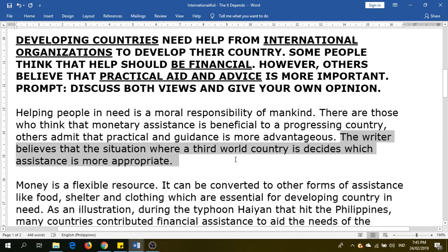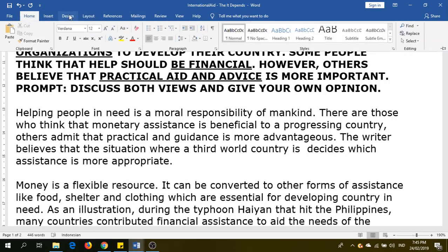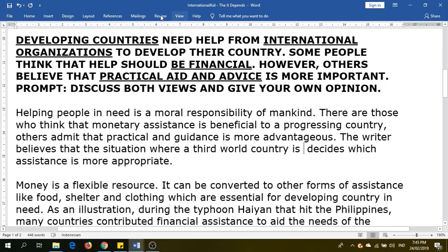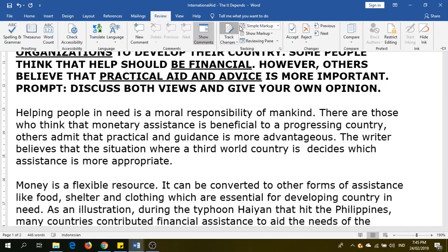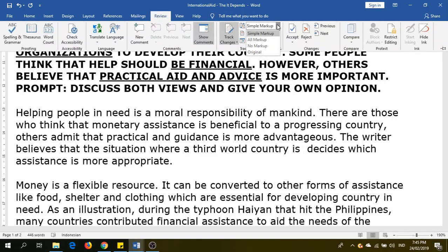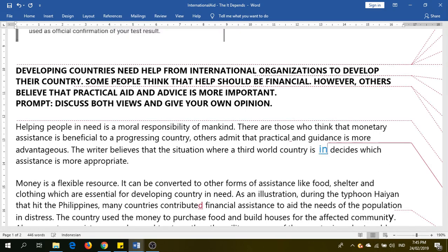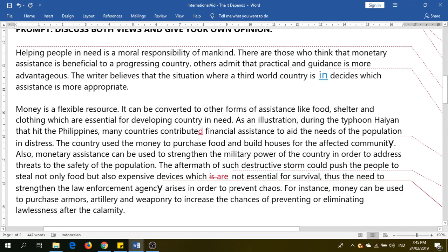The writer believes that the situation where a third world country is in, okay, hold on, let's just make the due corrections. Wait, where is that? I think that's under review over here. Track changes there. So there. Sorry about that. We need to make one more change there. Situation where country is in decides which assistance is more appropriate. So there you go.